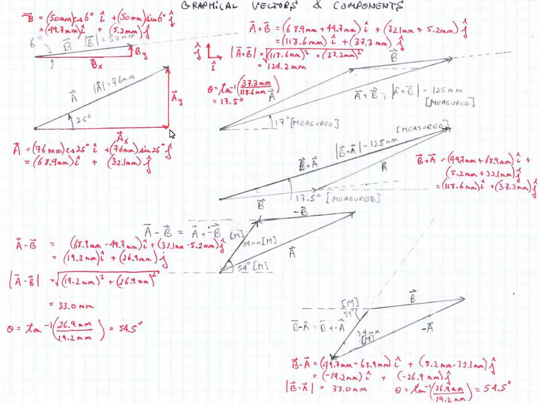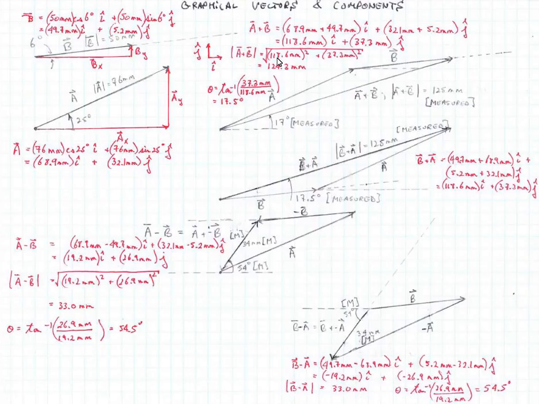And so now, when we add a plus b together component-wise, it's simply the sum of the x components of the two vectors times I hat plus the sum of the two y components of the two vectors times j hat. And so this would then be 68.9 millimeters plus 49.7 millimeters I hat, which is 118.6 millimeters I hat, and 32.1 millimeters plus 5.2 millimeters times j hat, which is 37.3 millimeters times j hat.